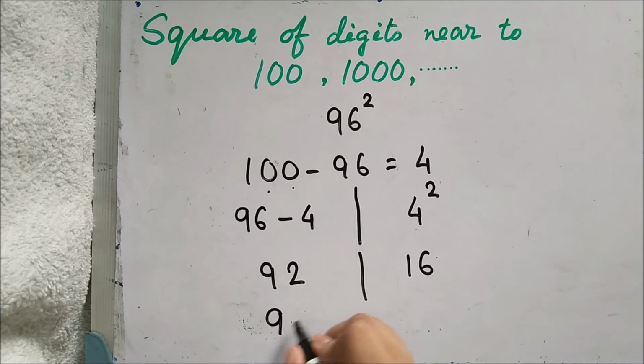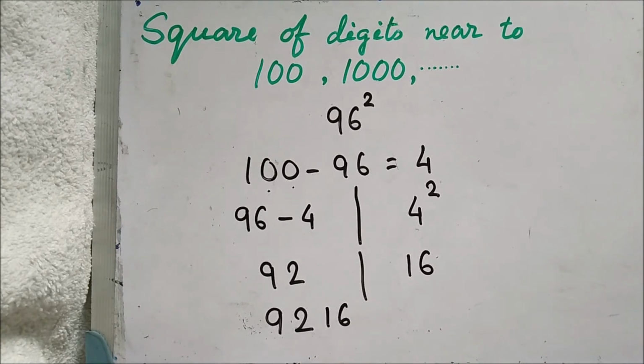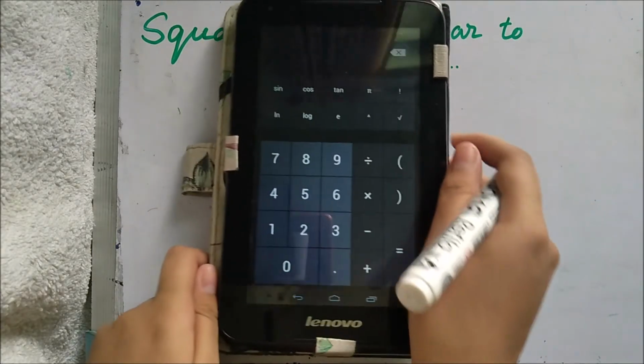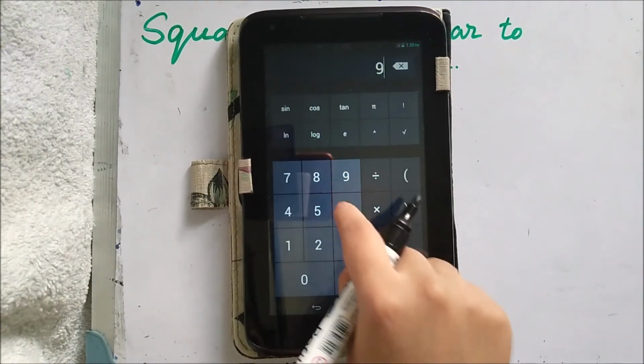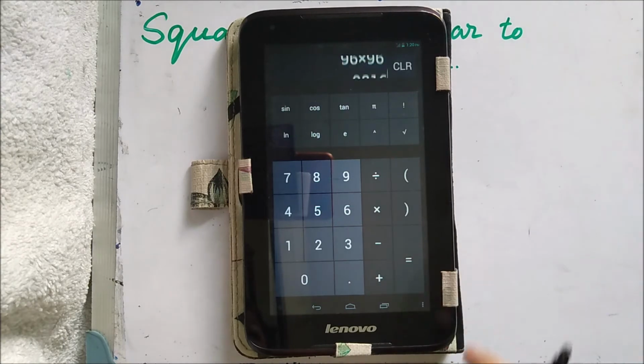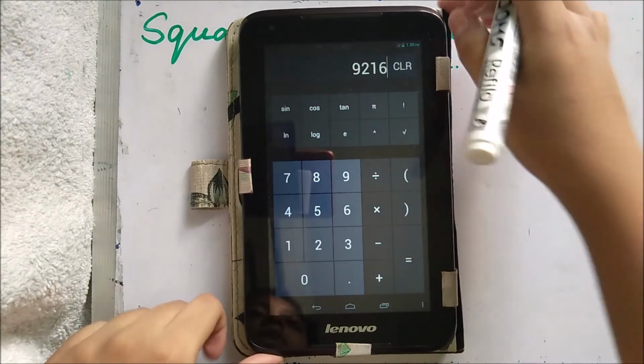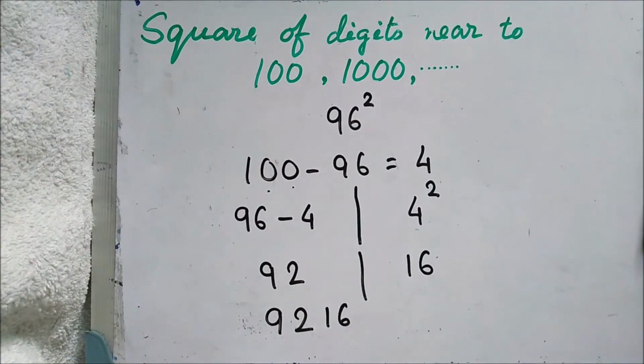So our answer will be 9216. So let us calculate whether our answer was correct or not. 96 into 96 is equal to 9216. Hence our answer was correct.